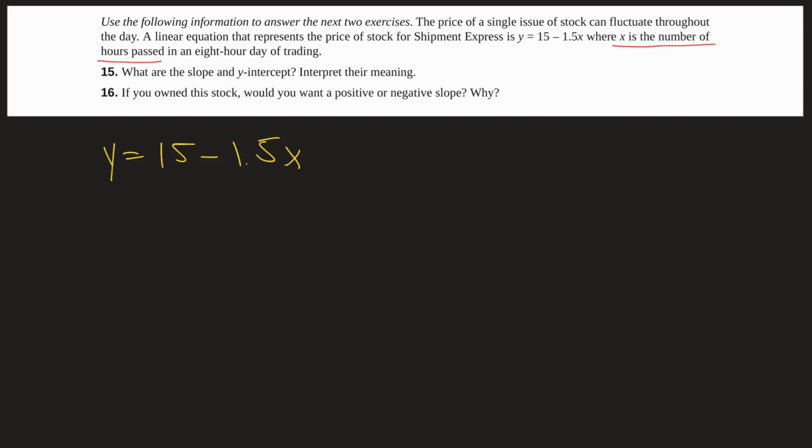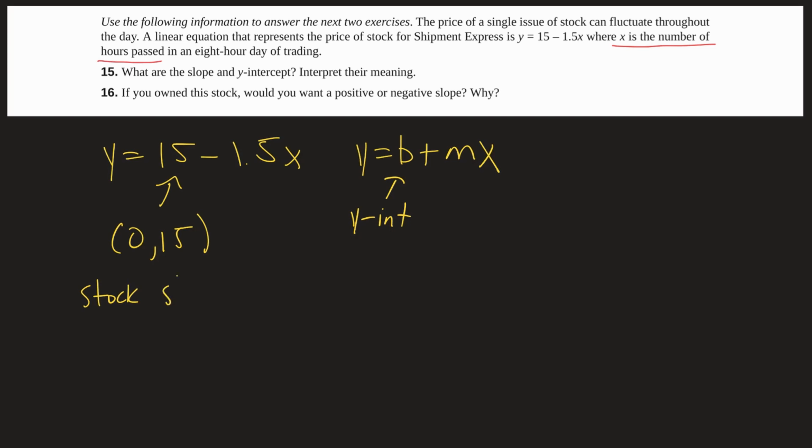Well, remember in this case, this is y equals b plus mx. We just rearranged it from y equals mx plus b. B is the y-intercept, and in this case, that's 15. That's the point (0, 15) on the graph, where x is 0, the y-intercept. And what we're saying is that the stock starts the day at $15. So when the stock market opens, the value of that share of stock is $15.